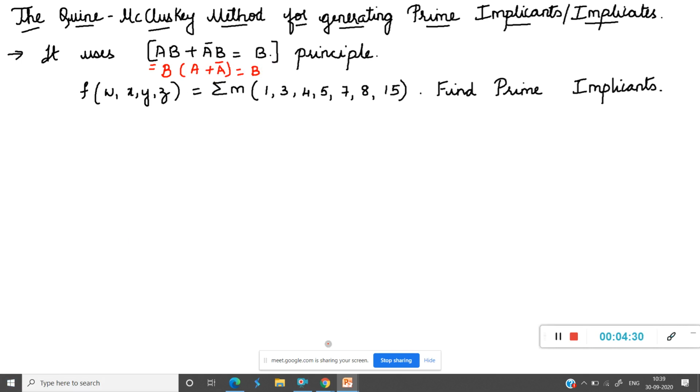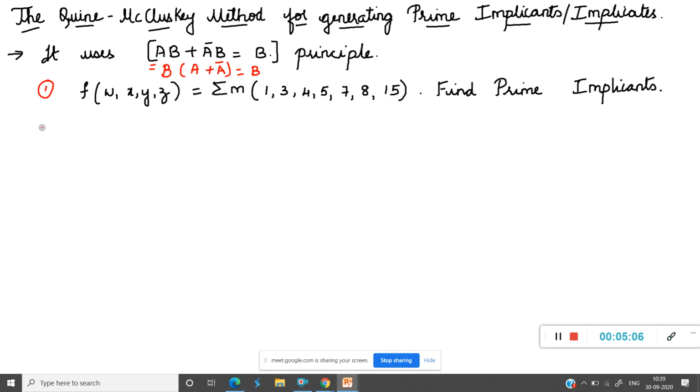So here I'll be solving this problem. Students, I have given a problem here. See this problem, the first problem: F of w x y z is equal to summation m 1, 3, 4, 5, 7, 8, 15. Find the prime implicants. This is a SOP given. Find the prime implicants using the Quine-McCluskey method.